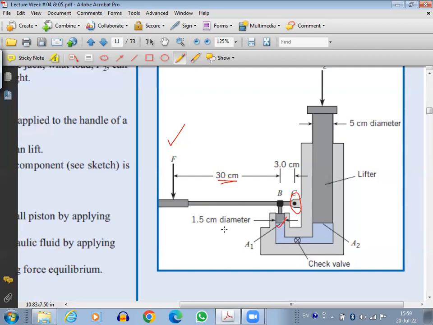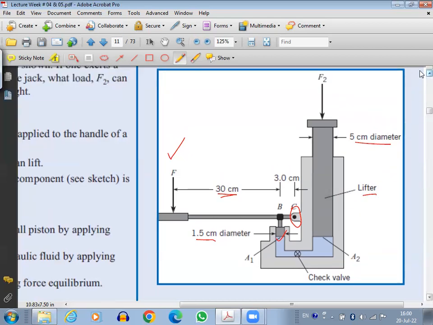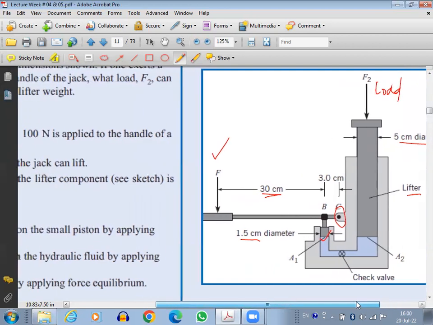Here we have this piston. The piston is circular, and it is a 1.5 centimeter diameter piston. Then we have another piston, the larger diameter piston. This is actually a 5 centimeter diameter piston. We call this a lifter, because this is going to lift the load. We have a check valve here. I don't need to discuss the importance of this check valve. And obviously the load will be lifted here. So this is basically the dimensions of the hydraulic jack.